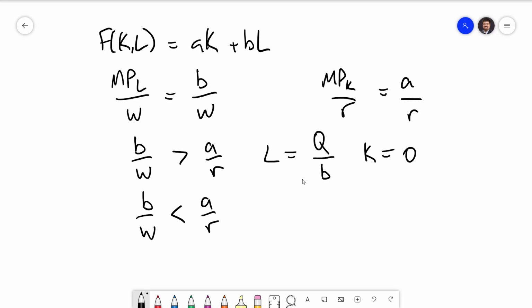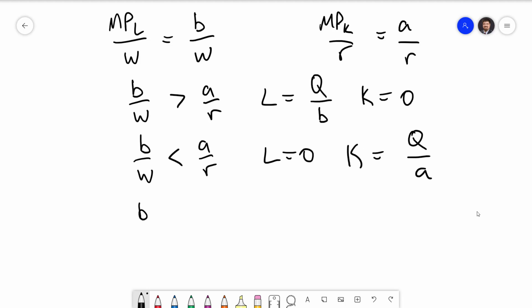In the second case, we have B over W less than A over R. In this case, capital is the better deal, so we're going to use no labor, and we're going to set capital equal to Q over A. This tells us there is no reason to ever use a mix of labor and capital. It's always better to use either all labor or all capital, and which one depends on the production function and the prices. It is also possible to have B over W equal to A over R. In this case, you can't go wrong. It doesn't matter how much labor and capital you use as long as total production adds up to Q, because capital and labor both provide the same value for money here.